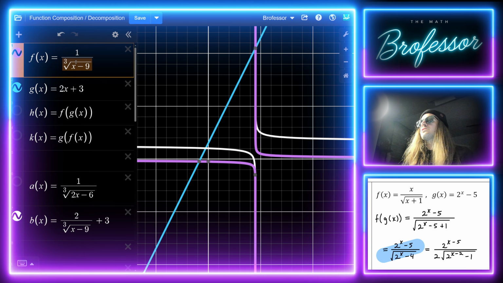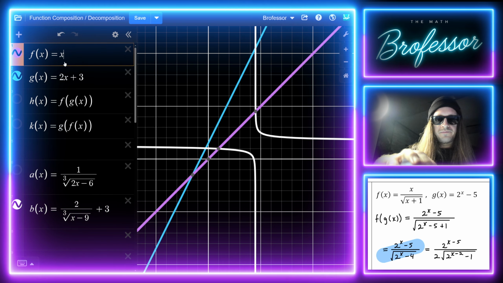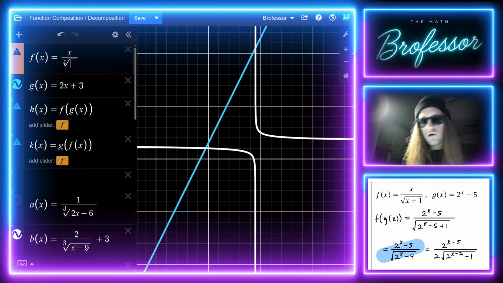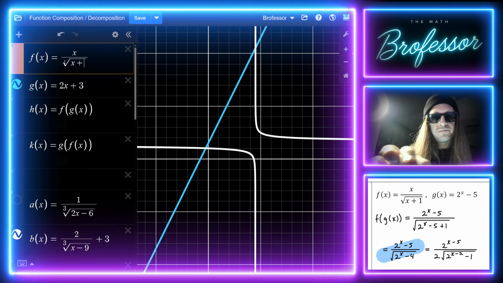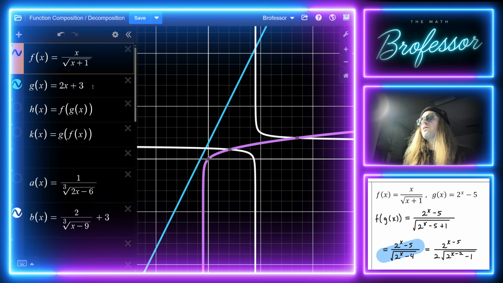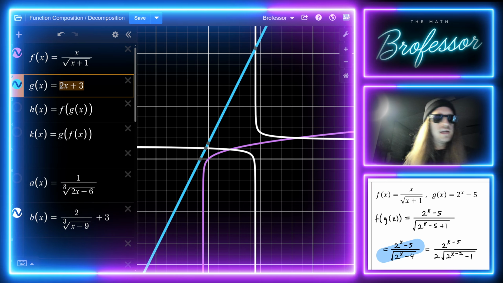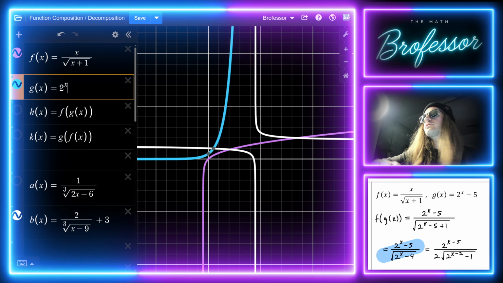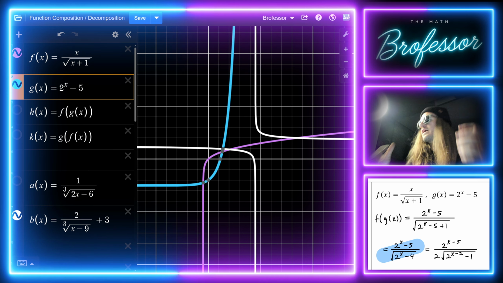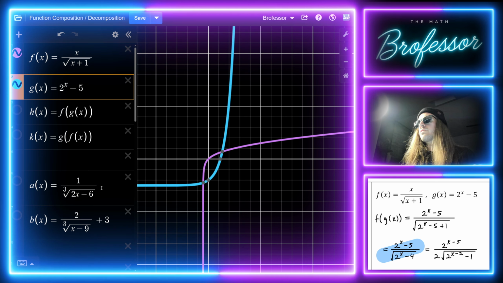And then f here is x over the square root of x plus 1. And then our g is exponential, 2 to the x minus 5. So we have a rational and an exponential.